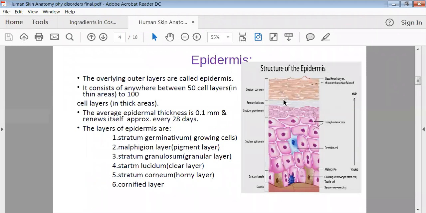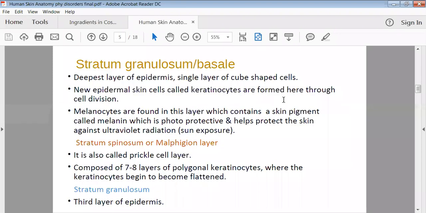Then regarding the epidermis, in short, it contains about six layers: stratum germinatum, then palpigem layer, stratum granulosum, then stratum lucidum layer, stratum corneum layer, and cornified layer.